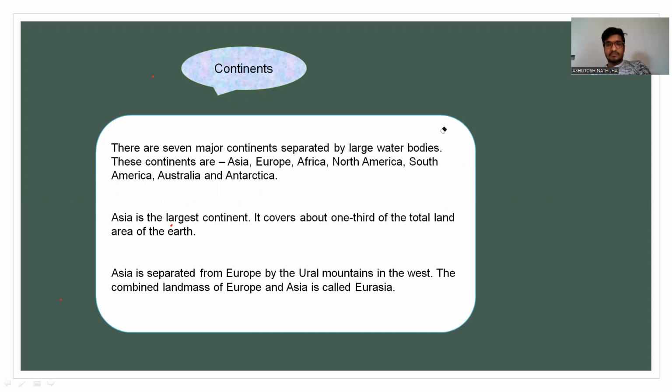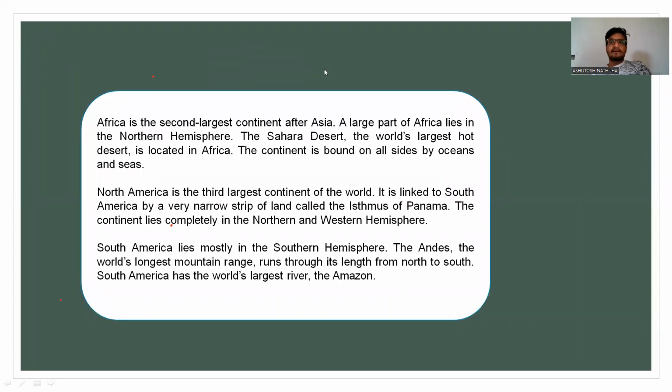we have to move further. So जैसे अगर हम बात करें अफ्रीका, Africa is the second largest continent after Asia, and a large part of Africa lies in the northern hemisphere, and the Sahara Desert, the world's largest hot desert, is located in Africa. तो आपको याद रखना है.